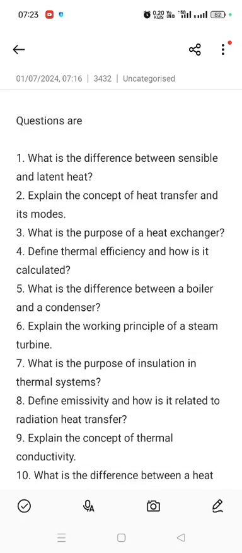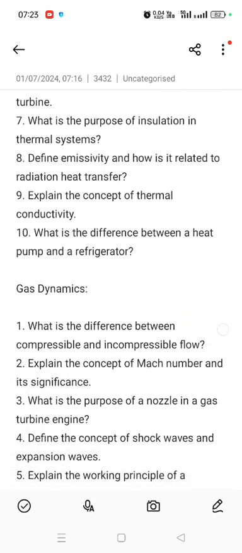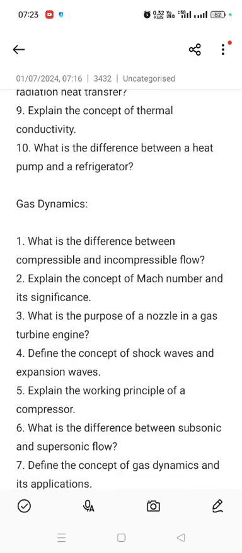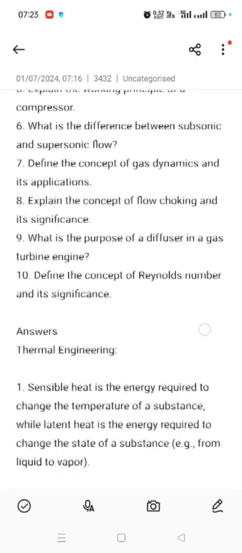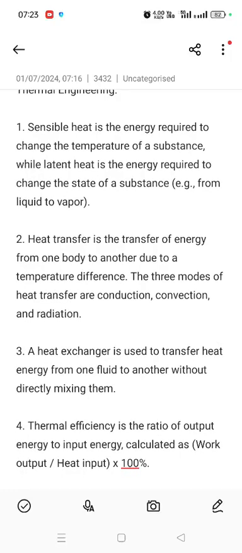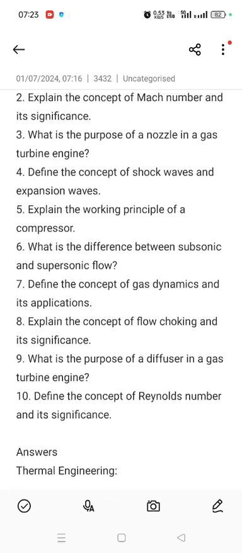What is the purpose of a heat exchanger? As we know, a heat exchanger is a device. A heat exchanger is used to transfer heat energy from one fluid to another without directly mixing them. Now, fourth question.